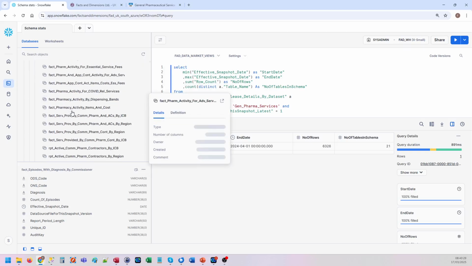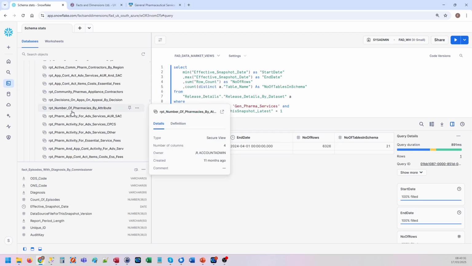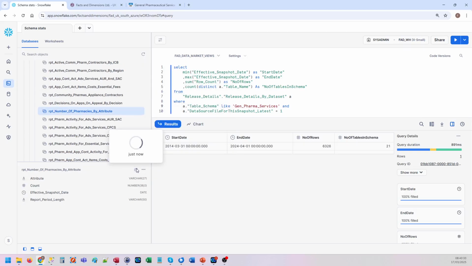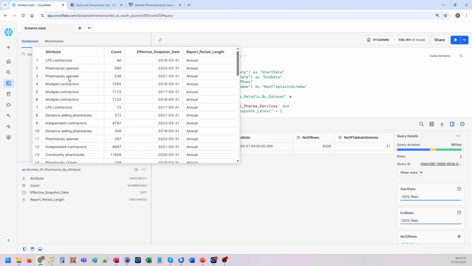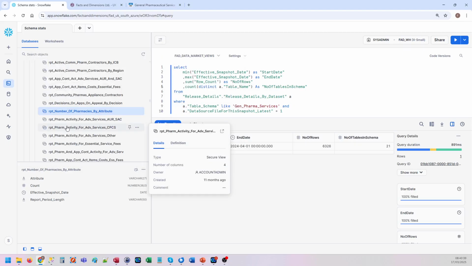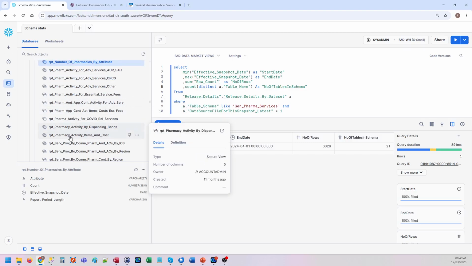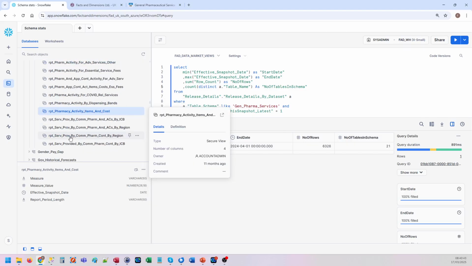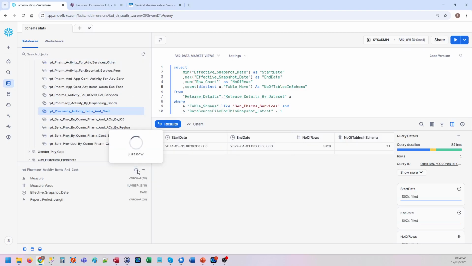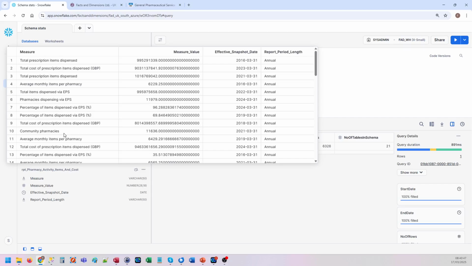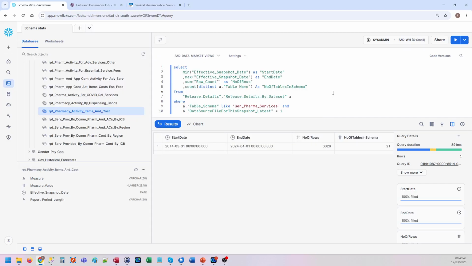Just have a look at a couple of them. Number of pharmacies by attribute. So you've got attribute, count, and the date. What else we got? Activity items and cost. Different types of measures there and total money.